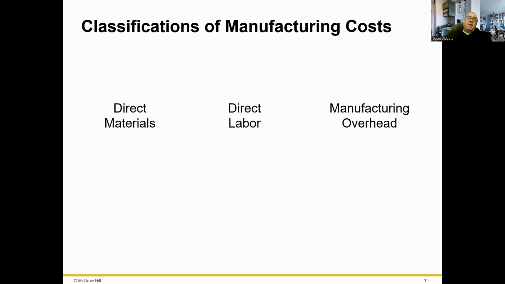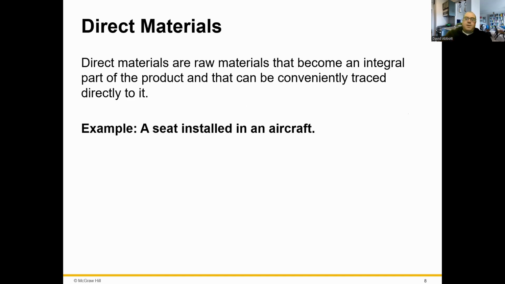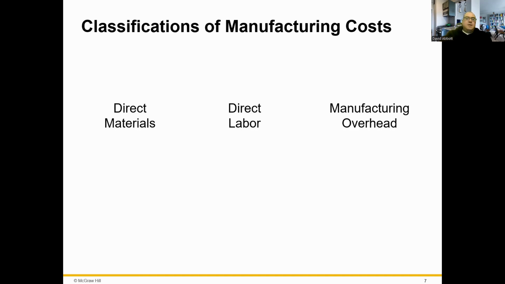Okay, so we have direct materials, direct labor, and manufacturing overhead. And we're going to go into now what each of these areas are. So direct materials are the raw materials that become an integral part of the finished product and whose costs can be conveniently traced to it.